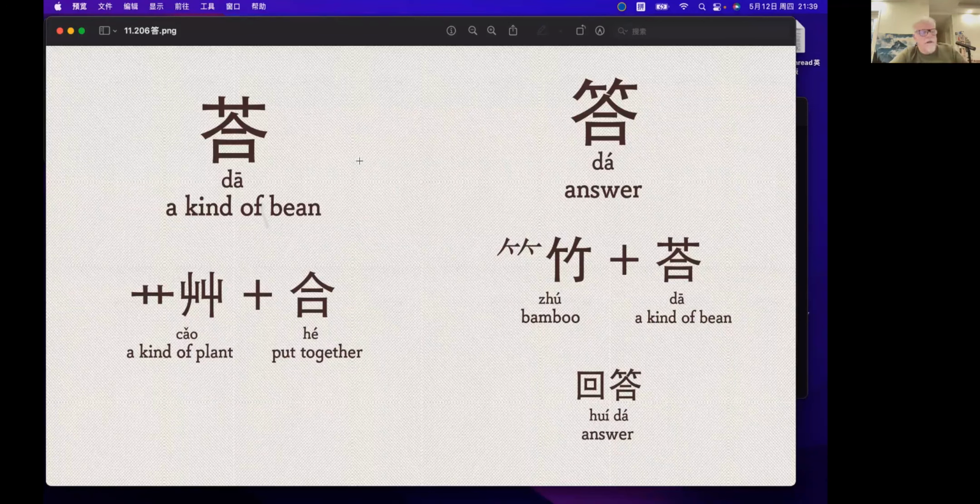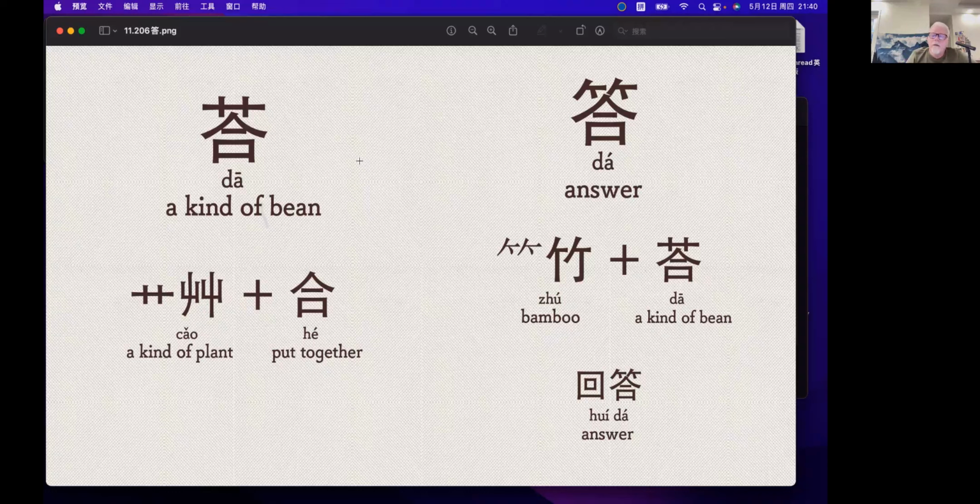So we have a character which means bean, and on the top, we have a grass radical that indicates it's a plant, and on the bottom we have a he. Usually people look at the character he and they think, well, it's a pot with a lid. So it's a pot and a lid and it comes apart. So it's kind of like a bean. A bean plant, it breaks into two pieces, and so it represents the bean. So that's the logic of the bean.